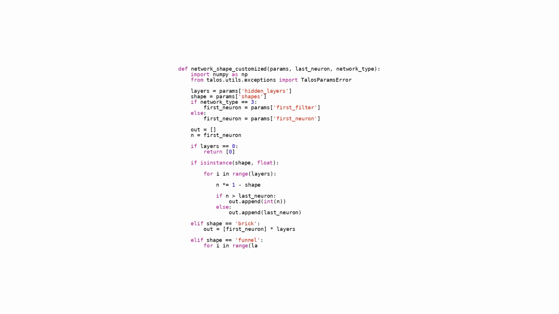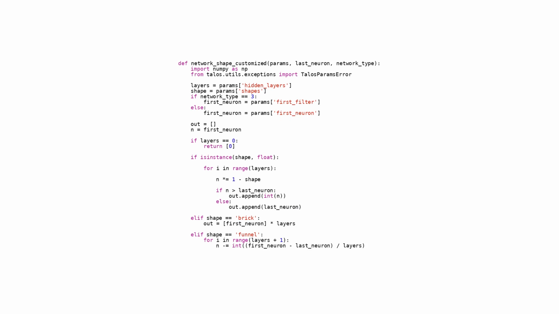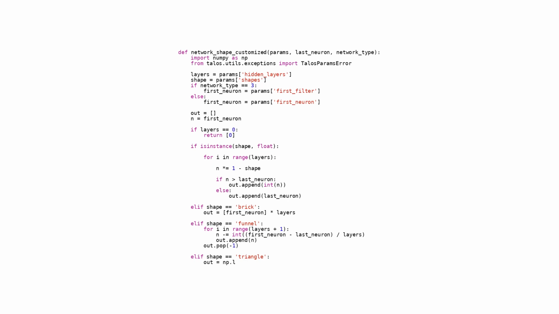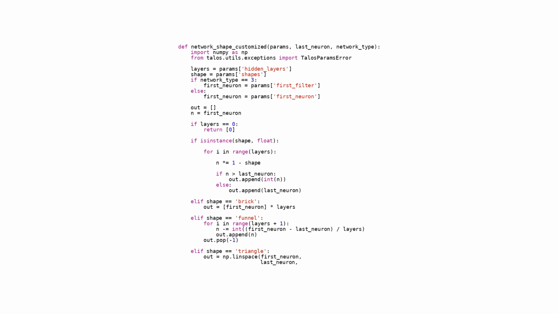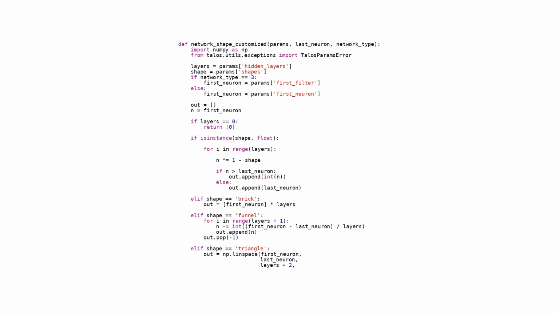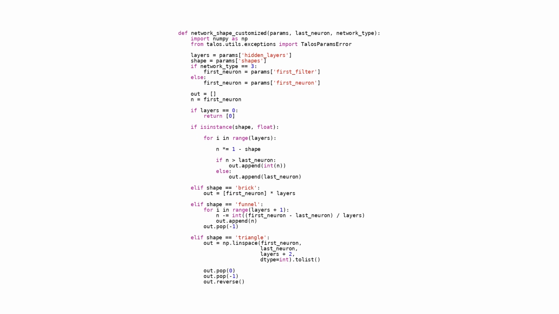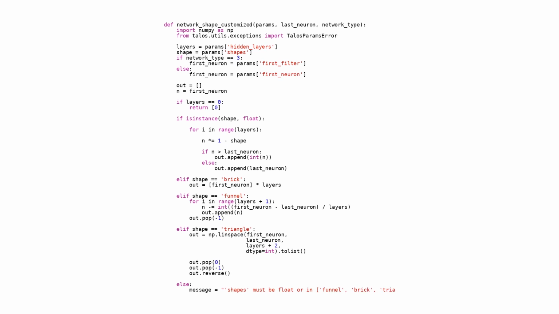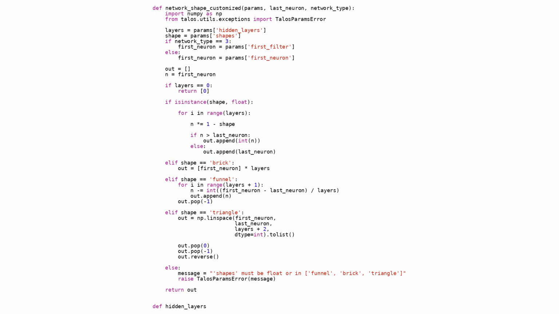When using a funnel shape, neurons are arranged in a decreasing pattern from the first neuron to the last neuron. When the shape is set to triangle, the neurons are organized in a triangular formation. This is achieved by creating a list of neurons that starts with a small number and gradually increases to a peak number before decreasing back down to the original number of neurons. When the system does not recognize the shape given, it generates an error. It provides a list that shows the number of neurons in each hidden layer based on the selected shape and parameters. The function hidden_layers_customized appears to be incomplete because it does not contain any code implementation.